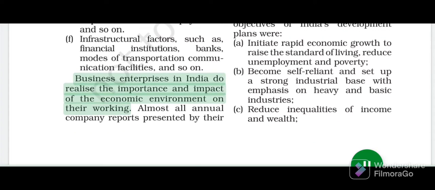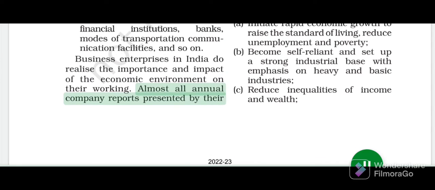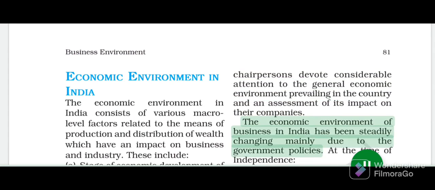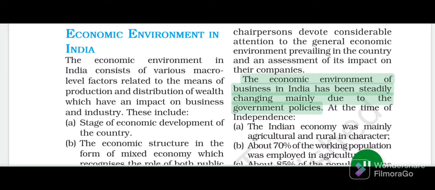Business enterprises in India do realize the importance and impact of the economic environment on their working. Almost all annual company reports presented by their chairpersons devote considerable attention to the general economic environment prevailing in the country and an assessment of its impact on their companies. The economic environment of business in India has been steadily changing, mainly due to the government policies.